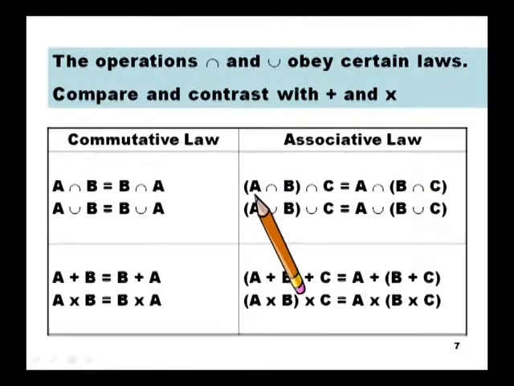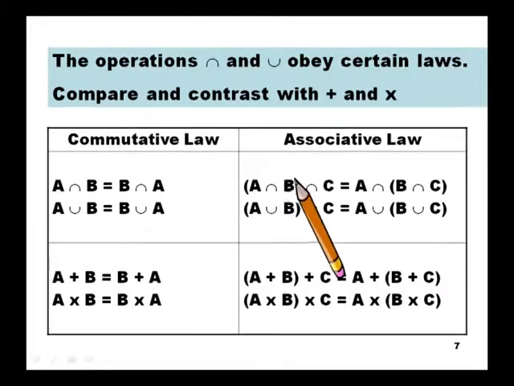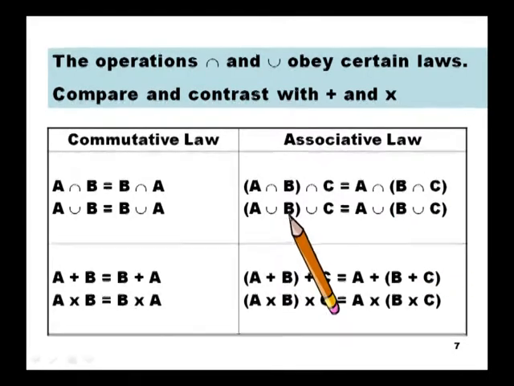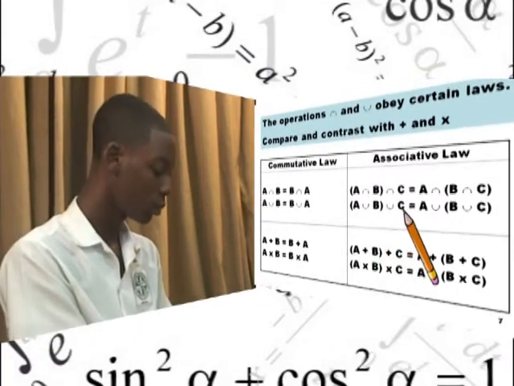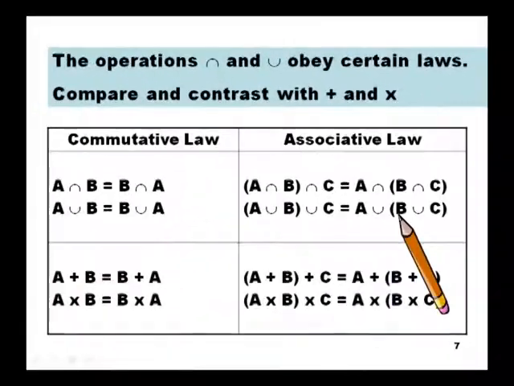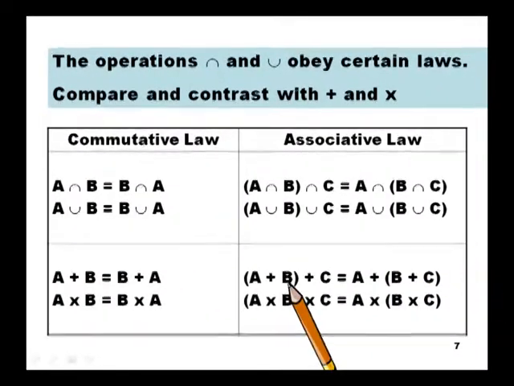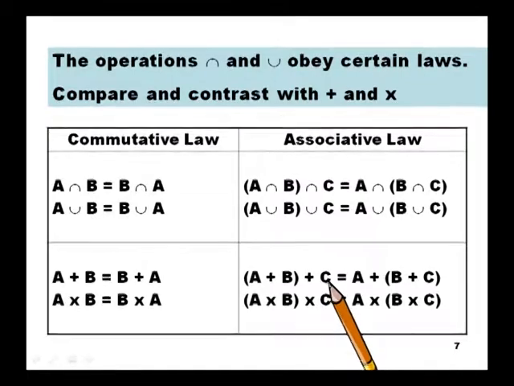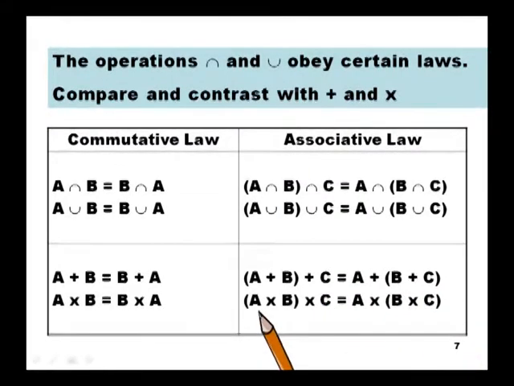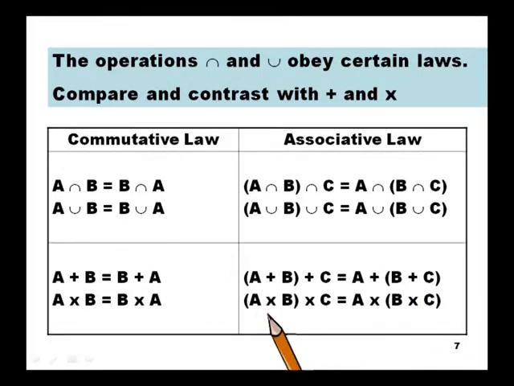Associative law. A intersect B intersect C is equal to A intersect B intersect C. A union B union C is equal to A union B union C. A plus B plus C is equal to A plus B plus C. A multiplied by B multiplied by C is equal to A multiplied by B multiplied by C.